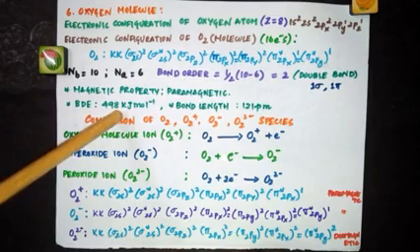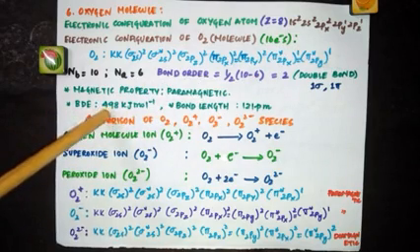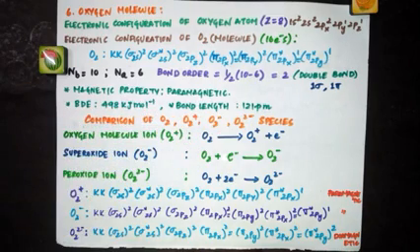The bond dissociation energy and the bond length, which are experimentally determined, have values of 498 kilojoule per mole, whereas the bond length is 121 picometer. So this is how we write the electronic configuration of molecules based on molecular orbital theory.